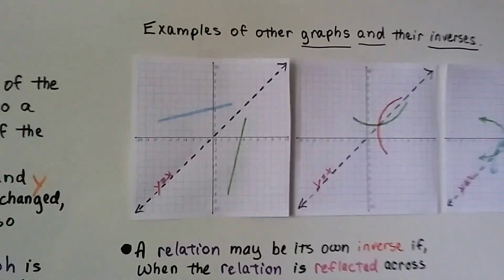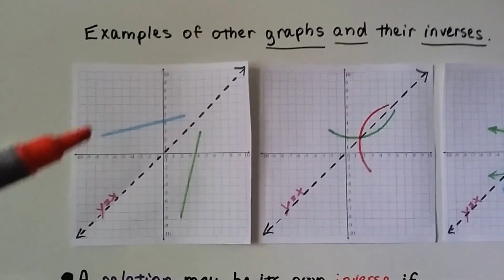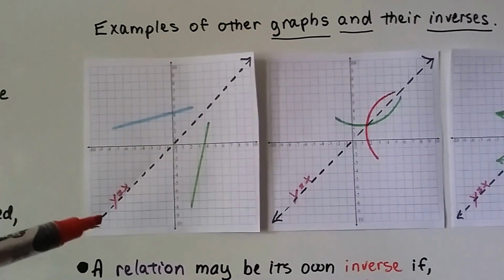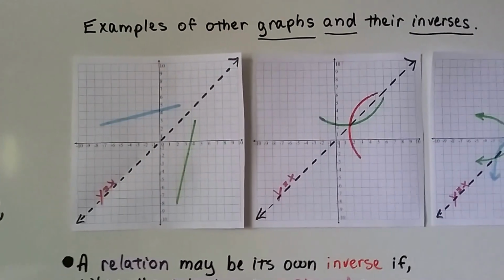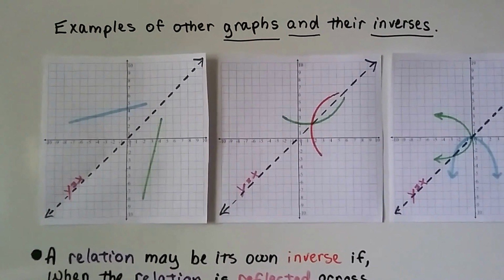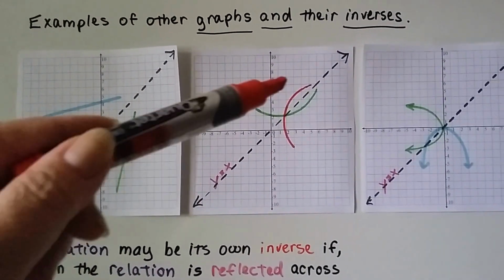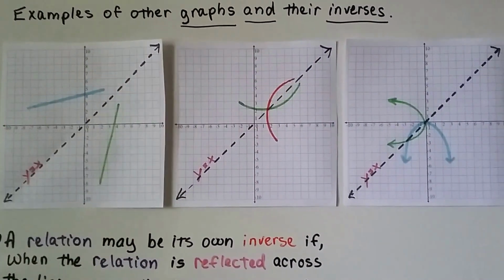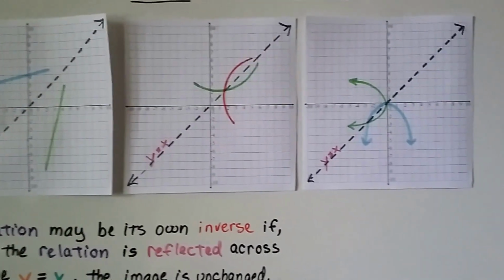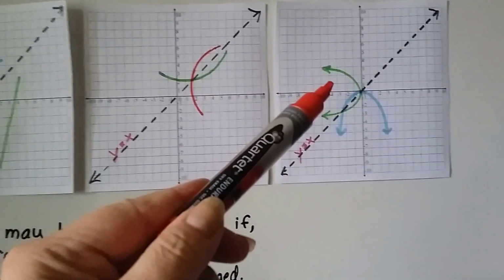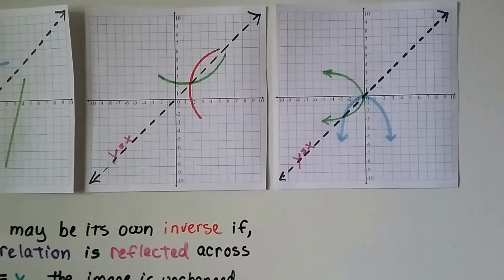Now here's some examples of some graphs and their inverses. Here's our line, y equals x, and the blue one is reflected across as the green one, see? And it's symmetric, isn't it? And these two are symmetric as it's reflected across. And take a look at these. Look at how the green one reflected across as the blue one. See that?